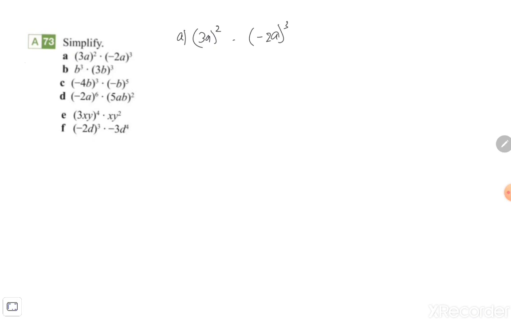Now, let me just look at the first part. What does it mean? You need to multiply the 3a with itself. So 3a times 3a. Now, 3 times 3 is 9, and a times a is a squared. So if you have a power outside your bracket, you need to do your 3 squared and even your a squared. Let me just do exactly the same at the other side.